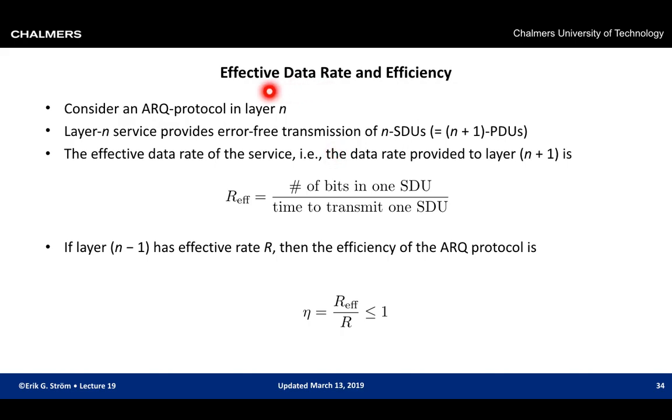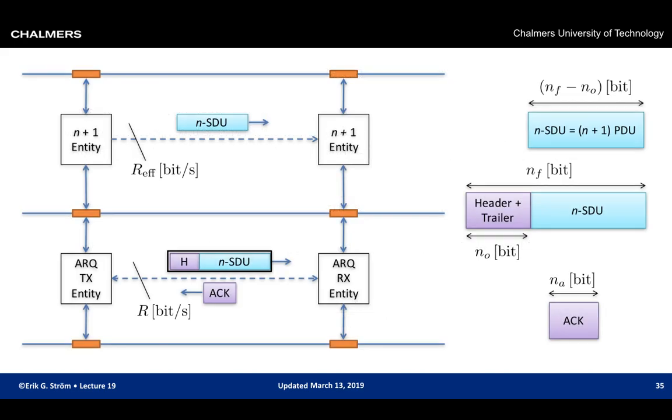Again, to measure the efficiency of these ARQ protocols, we use the effective data rate and efficiency that we talked about earlier. But I have a plot of this also, if you like. If this layer is implementing the ARQ protocol, it will send information frames and ACK frames back and forth using a data rate of R bits per second. Physically, R bits per second is provided by the layer below.